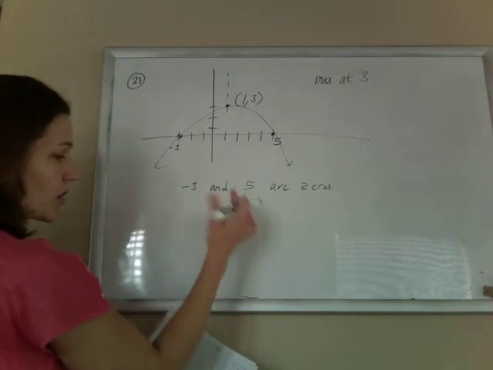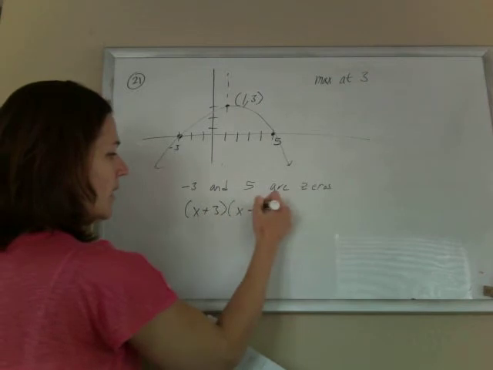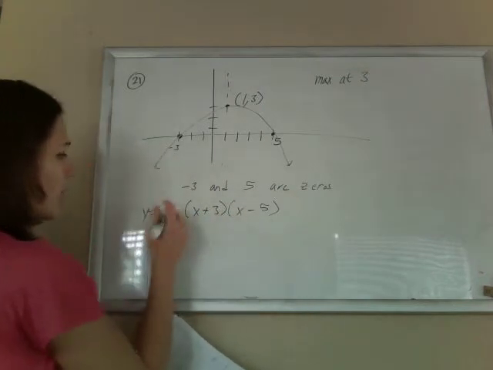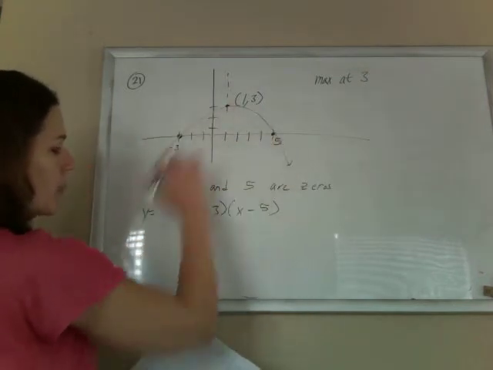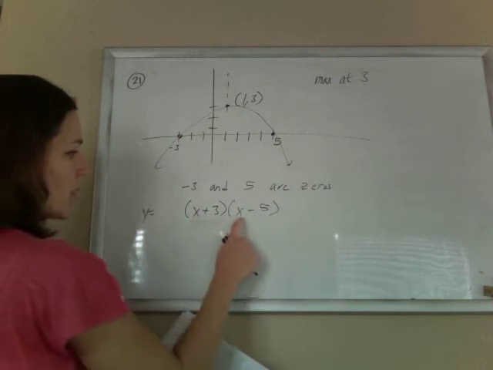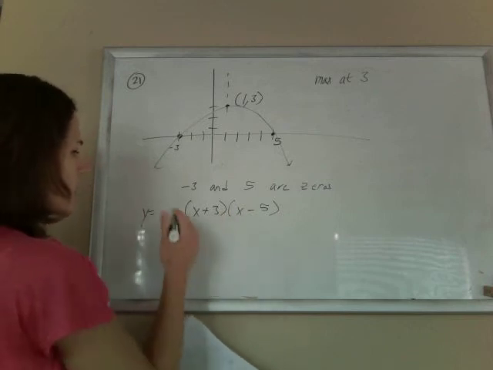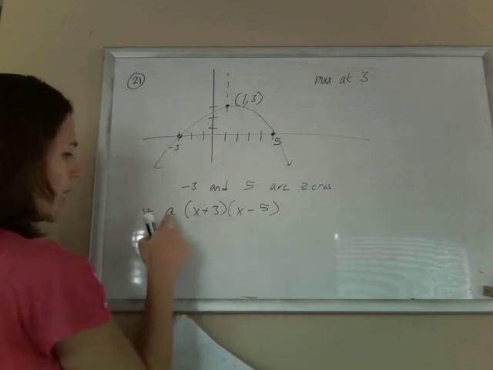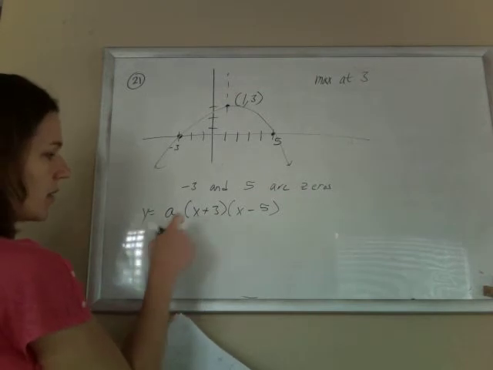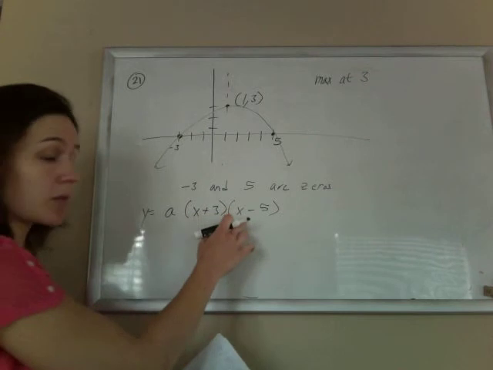So now, to find the equation, I want to start by using the fact that if negative 3 and 5 are zeros, then x plus 3 and x minus 5 should be factors of my parabola, because negative 3 would make this 0, and 5 would make that 0, and that would be good. But I also know that if I multiply this by any constant a, the negative 3 would still make that 0, and 5 would still make that 0.